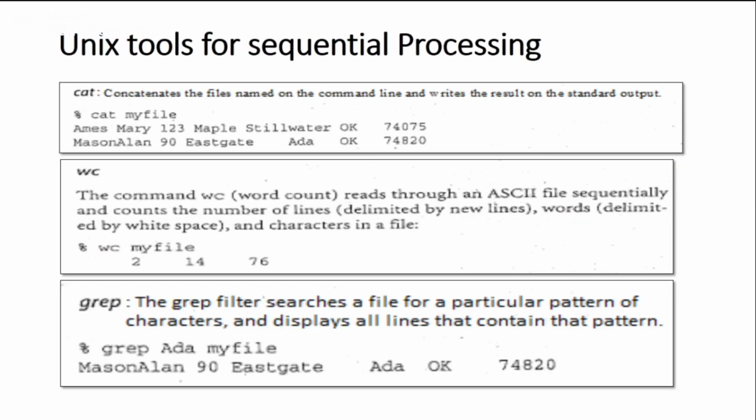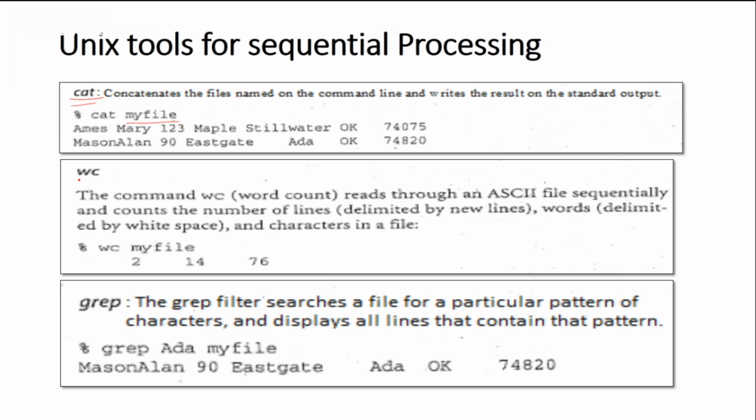Now let us go for some Unix tools for sequential processing. I have the first command as cat. All of us know what cat is. It concatenates the files named on the command line and writes the result on the standard output. Say if I write cat myfile, where myfile is the file which I have, then it is going to write whatever contents you have.